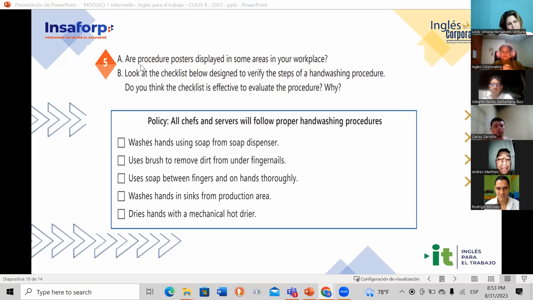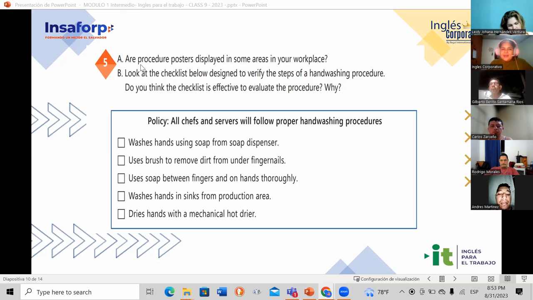Teacher, maybe I will add use of a mask. That will protect not only the employees, but also the food, right? Yes, of course. Good. So we check all the statements.